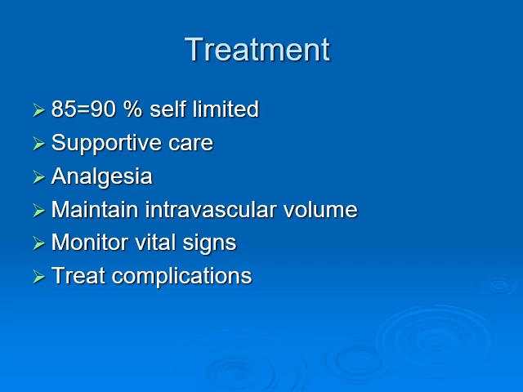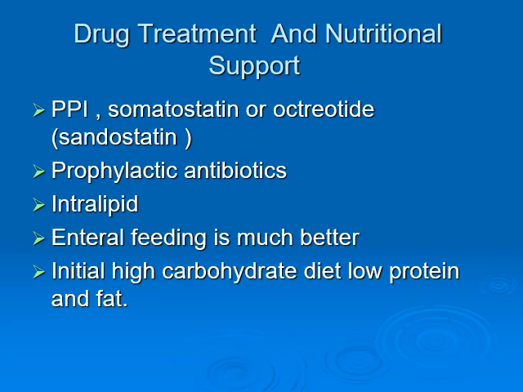You give analgesia, you maintain intravascular volume, and monitor vital signs and complications. Drug treatment and nutrition support in cases of acute pancreatitis: PPIs or proton pump inhibitors, somatostatin or its analog, Sandostatin or octreotide. Why should we give PPIs for patients with acute pancreatitis? It has been found that these patients are liable to have gastric and duodenal ulceration, what's called Curling ulcers, as a severe acute emergency condition.